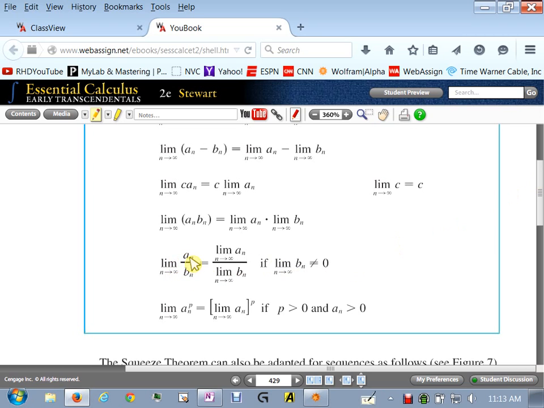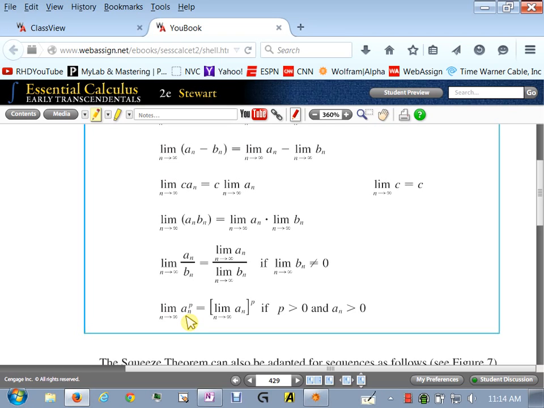You take the ratio of two convergent sequences, you can do the limit individually, so long as the limit on the bottom doesn't go to 0, and that's just because you can't have division by 0. And then the last one, this is a very important one. It says if you have the limit as n goes to infinity of a sequence raised to a power, you do not have to figure out what the sequence to the power is first. What you can do is figure out what the limit of the sequence is, then raise it to that power, so long as the power is positive and the sequence is positive. So that really tells you that you can pass the limit through the power. You can move it into the power.